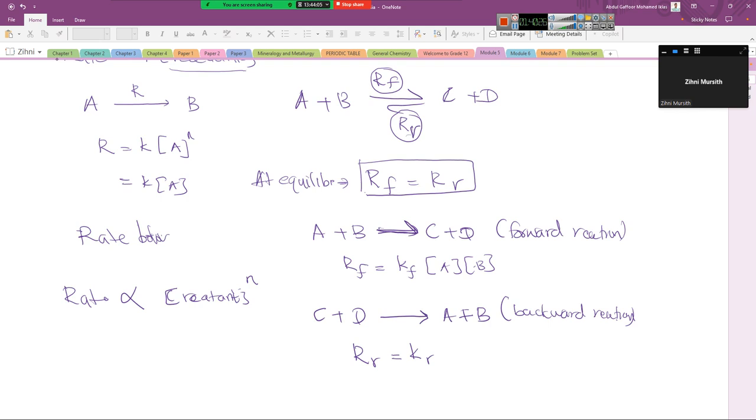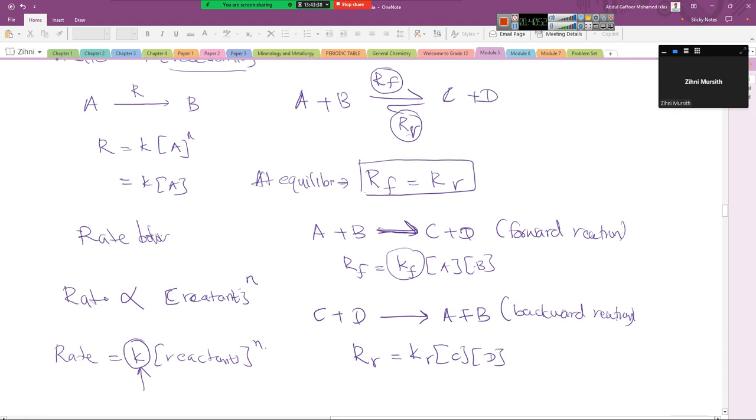Now if I want to convert this proportional relationship to an equation, I have to multiply by a constant, right? So rate is equal to K into concentration of reactants to the power n. So this K is called the rate constant. For the forward direction, the constant is KF, and for the backward direction it is something different, called KR, again with C into D, right?